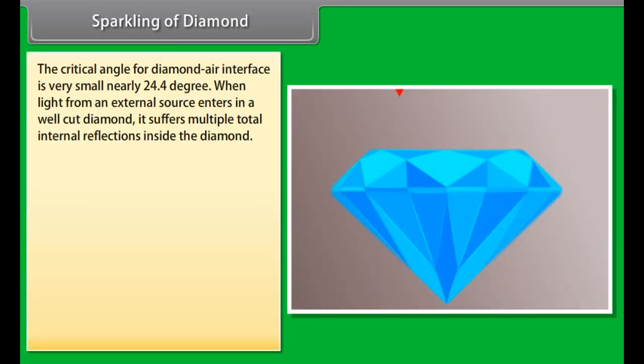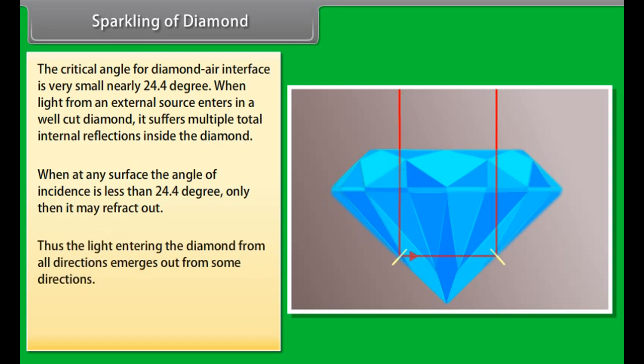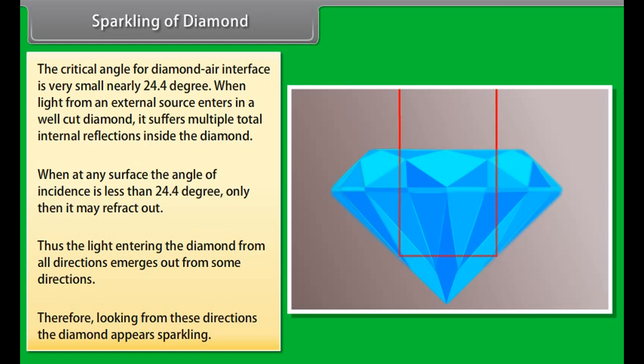Sparkling of diamond. The critical angle for the diamond-air interface is very small, nearly 24.4 degrees. When light from an external source enters a well-cut diamond, it suffers multiple total internal reflections inside the diamond. Only when the angle of incidence at any surface is less than 24.4 degrees may it refract out. Thus, the light entering the diamond from all directions emerges out from some directions. Therefore, looking from these directions, the diamond appears sparkling.